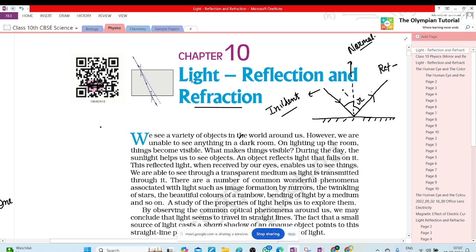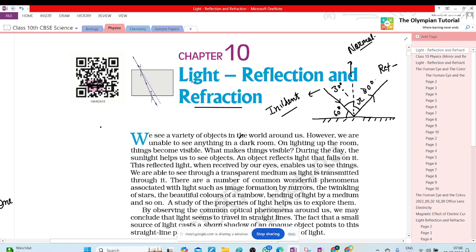I and R are always equal, either the surface is smooth or irregular. It will not vary. Suppose this angle is 60 degrees. Then what will be the value of angle I and R? Angle I is 30 and angle R is also 30 degrees. Both will be equal, 30-30, because the normal makes a 90-degree angle with the smooth surface.